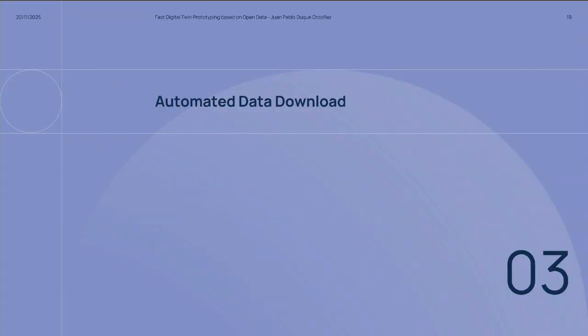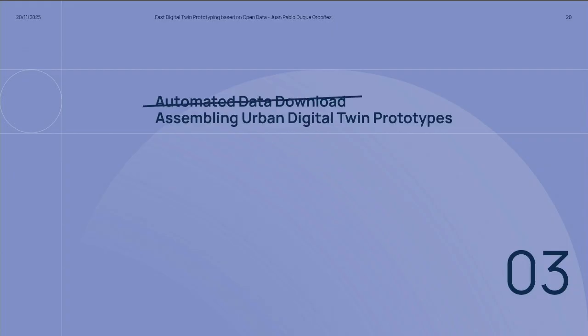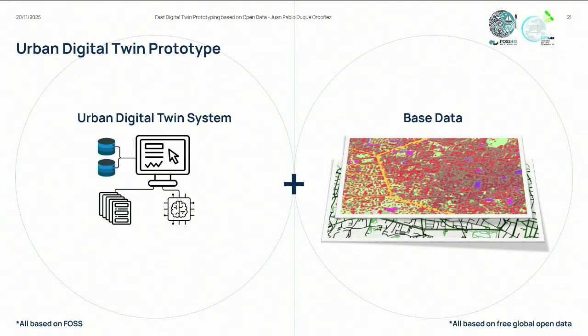We spoke about the context, so what is a digital twin? We spoke about the software to actually create the digital twin, but let's talk about the soul of the digital twin, which is the data. So actually, this is about the automated download, how to assemble urban digital twin prototypes, because we are speaking about prototypes. But what do I actually mean by prototypes? By prototype, basically, you have the system, which is what I already spoke about, plus you have some base data. So the system without anything is just a system. It's something to hold.